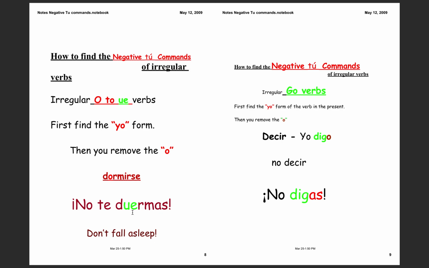Since it's a tú command, we change the se to a te. All right? Now, here's the deal with those go verbs. Last time we just dropped both the G and the O to get the affirmative command. Now it's the same rule.